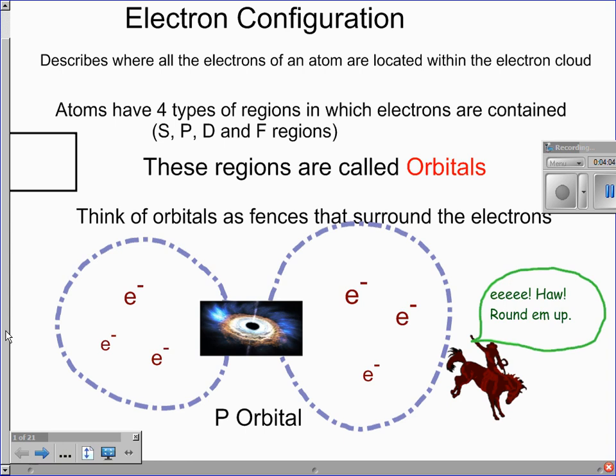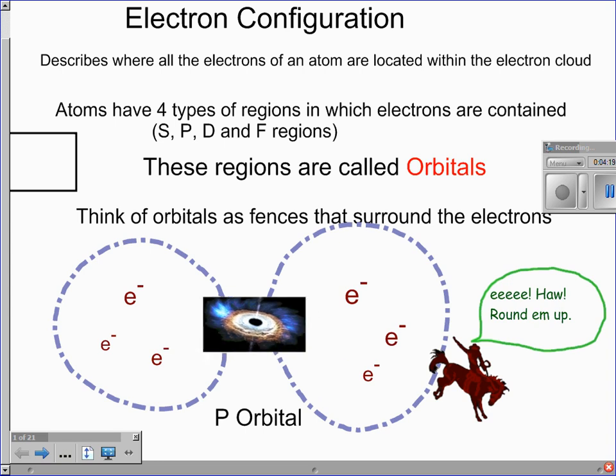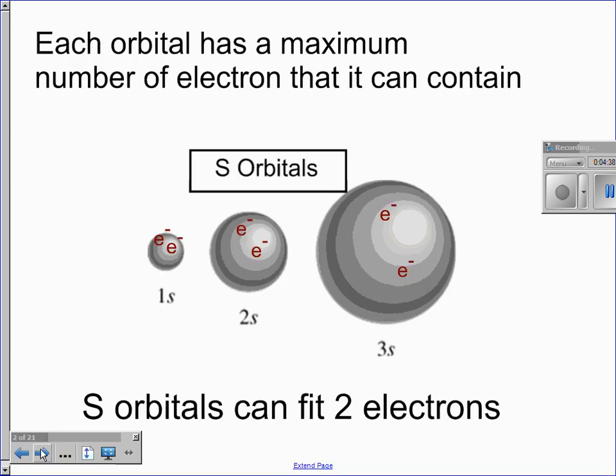I like to think of this orbital too as kind of like a fence. This fence is surrounding the electrons, keeping them in. So we've got like a cowboy rounding up these electrons, not allowing them to escape the fence. We also have the black hole that's trying to suck in the electrons towards the center, but they never get there because they move around so fast, they have too much energy, and they don't get caught by the black hole. The actual word for it is the effective nuclear charge, but I like to think of it as a black hole.